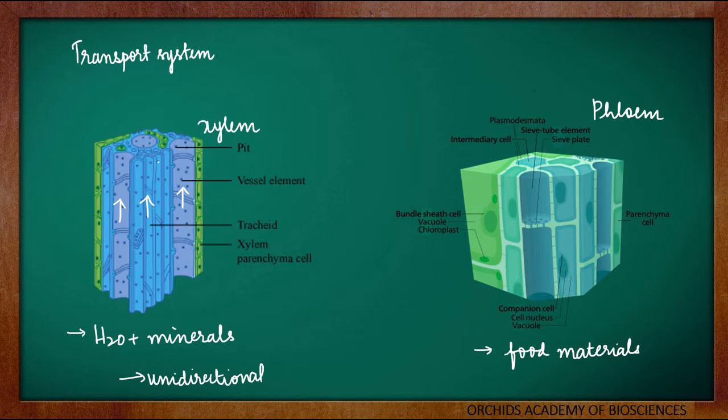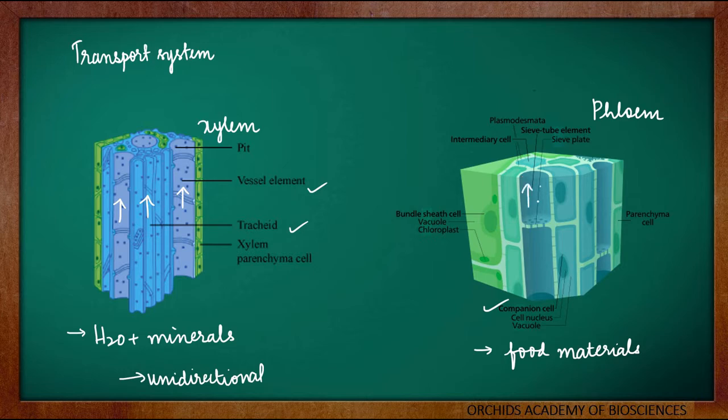And the tubes which perform this function of taking the water from the soil and giving it to the other parts of the plant are the xylem vessels and the tracheids. Whereas in phloem, the tube is the sieve tube, which is responsible for the transportation of food materials to all the parts of the plant, and the companion cells assist them.